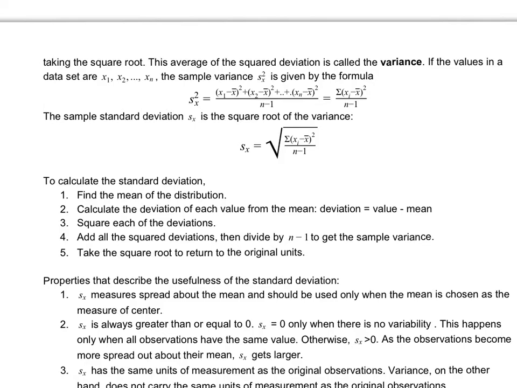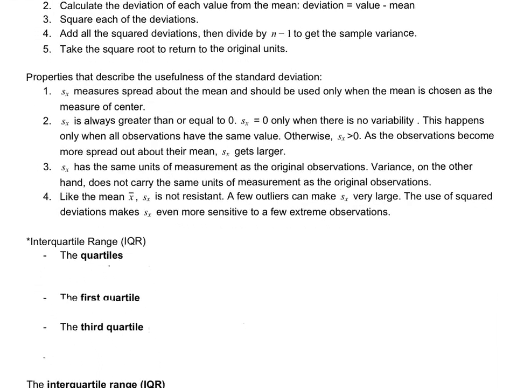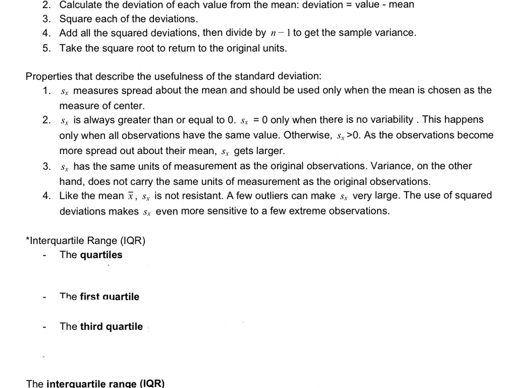Now there are a couple properties to keep in mind when dealing with the standard deviation. The standard deviation, noted as S subscript x, measures the spread about the mean and should only be used when you've chosen the mean as your measure of center. Your standard deviation always has to be a value that's greater than or equal to 0. It should only be equal to 0 when there's no variability, which would mean that all of the observations have the exact same value. Otherwise, your standard deviation has to be greater than 0. As the observations are more spread out, the standard deviation gets larger.